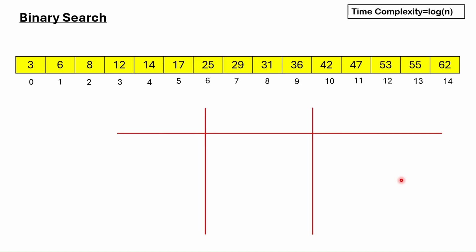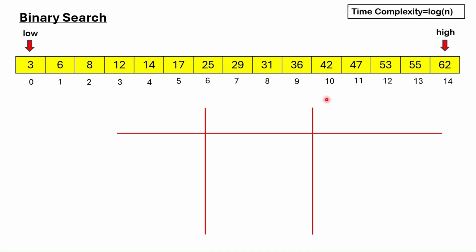Binary search is a searching algorithm which follows the divide and conquer strategy. One important thing: to perform binary search, our array must be sorted. So here I have an array which is sorted. To perform binary search, we need two index pointers. One is low, which will be present at the starting point, and one is high, which is present at the end point.